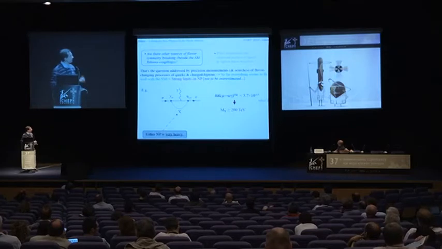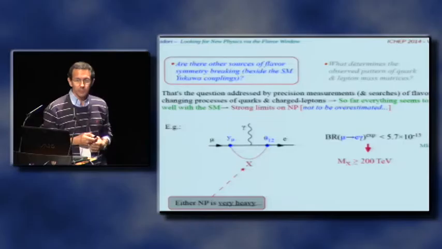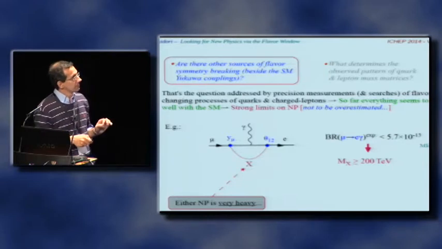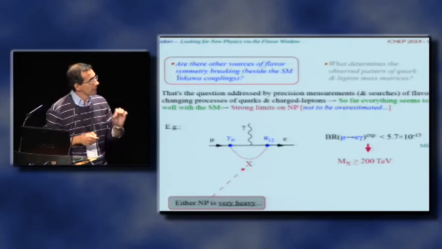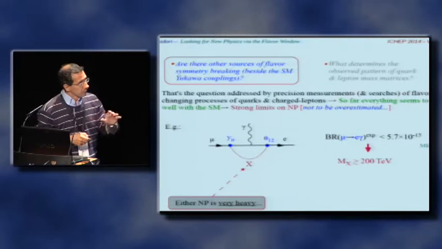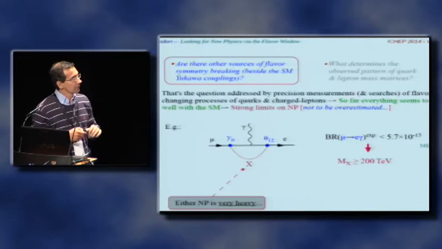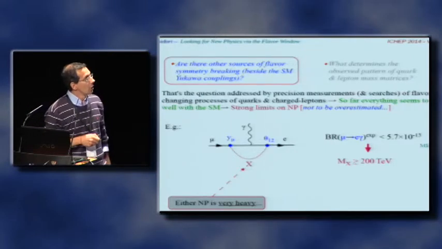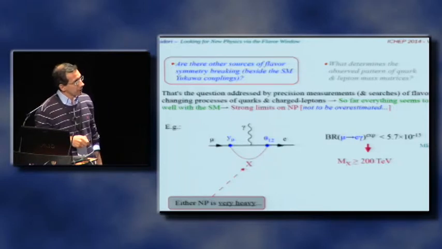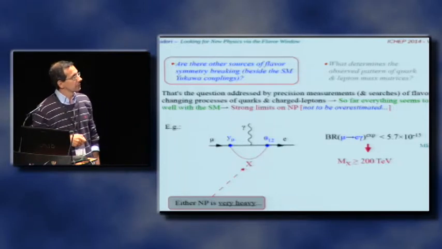Let me give you a very simple example to show why we should not overestimate this strong limit on new physics. Let's take, for instance, mu to e gamma, a very simple process for which the theory prediction is perfect: in the standard model we expect essentially 0. Of course, for this process we have a bound coming from MEG at the level of 10 to the minus 13.